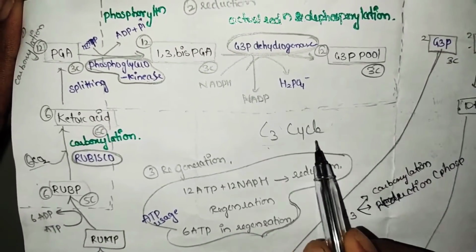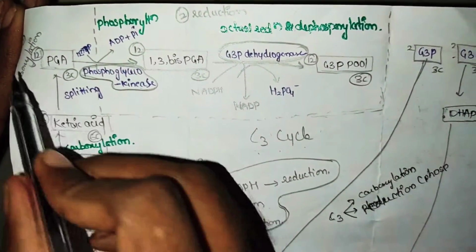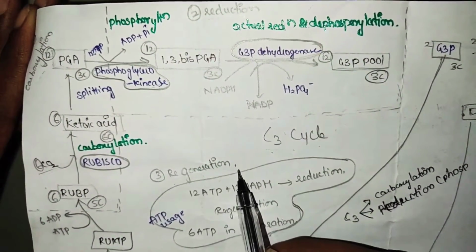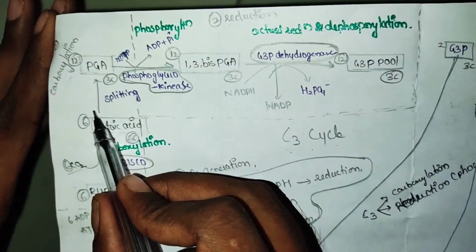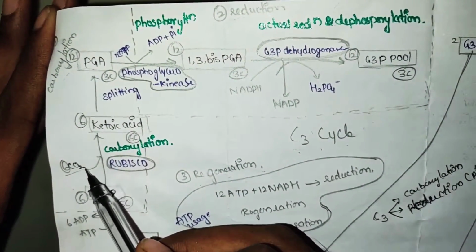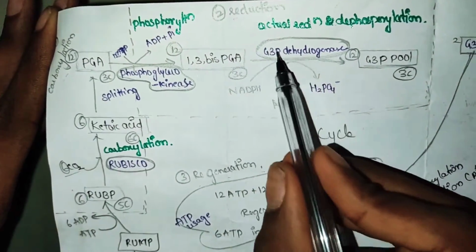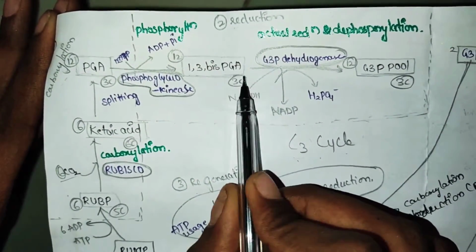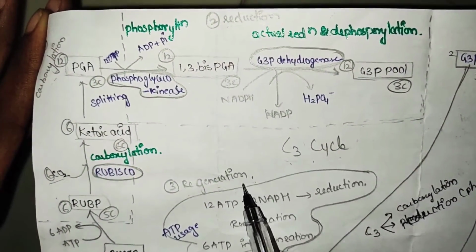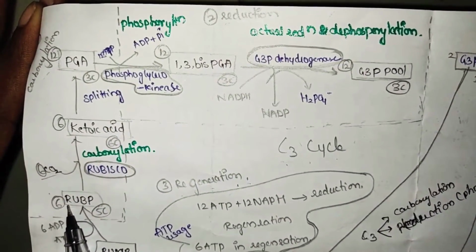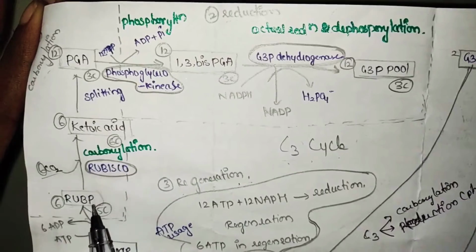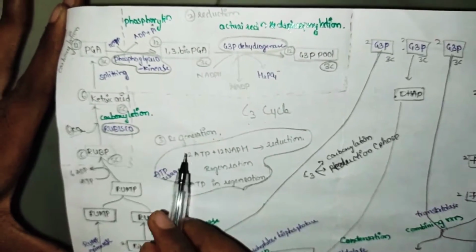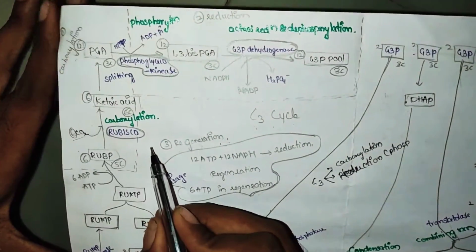C3. Today our topic is the C3 cycle, and the C3 cycle has three phases. The first phase is carboxylation, the second phase is reduction, and the third phase is regeneration. In the first phase, carboxylation, the assimilation of carbon dioxide takes place. In the reduction, there is the actual reduction of the 1,3 bis PGA. And in the regeneration phase, whatever RuBP, ribulose bisphosphate, is utilized in the carboxylation is formed again. Now we are going to start one by one.